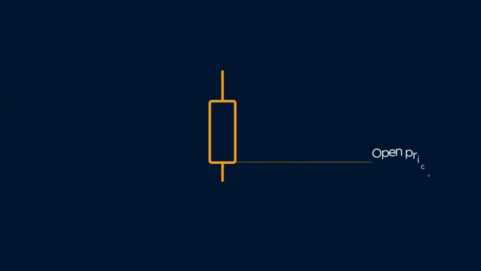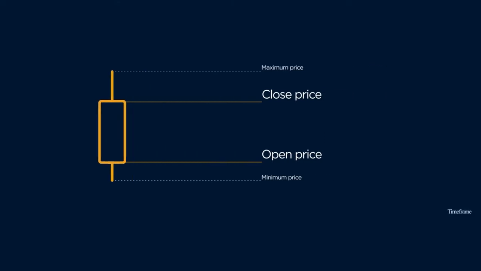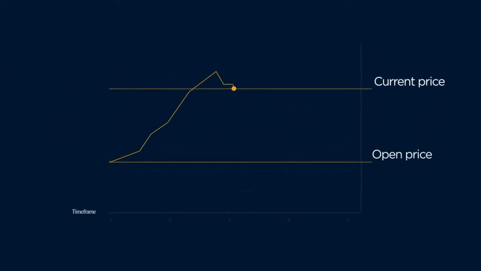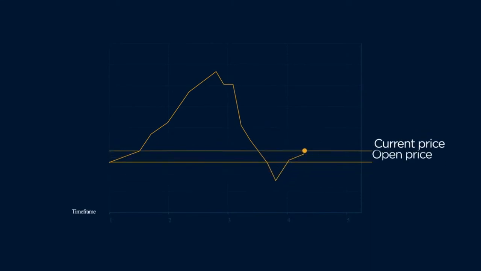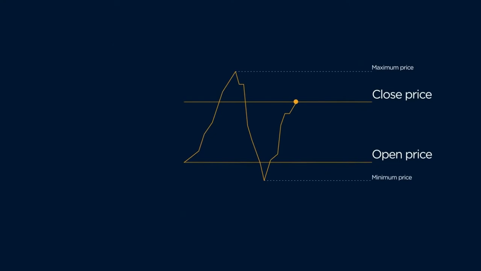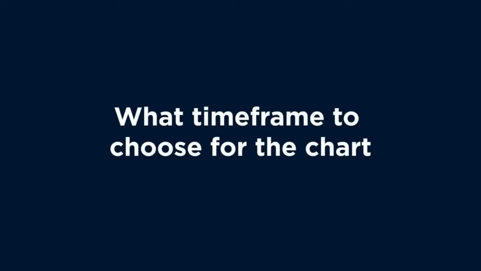One Japanese candlestick is basically a linear chart representing the price for a selected time frame, but shown in a more compact form. Take a look at how a linear chart that represents a growing price converts into a white Japanese 5-minute candle. Now this is how a linear chart that represents a falling price converts into a black Japanese 5-minute candle.